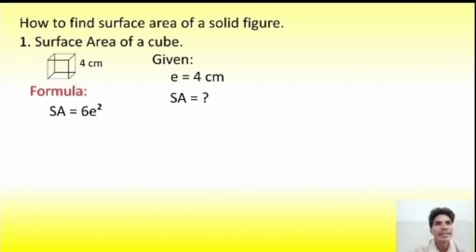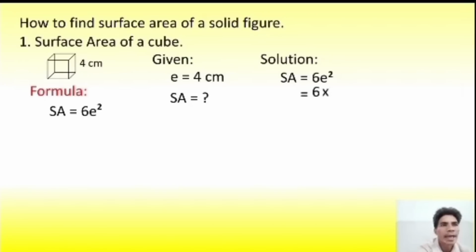Surface area equals question mark. Then solution, we'll copy first the formula. SA equals 6A squared. Then equals, we'll copy 6 times, copy the value of A which is 4 cm. Then times 4 because of the squared. Meaning, mayroong dalawang 4. So, 6 times 4 times 4. Then, equals, copy 6 times 4 times 4 equals 16. Then, equals, 6 times 16 is 96.